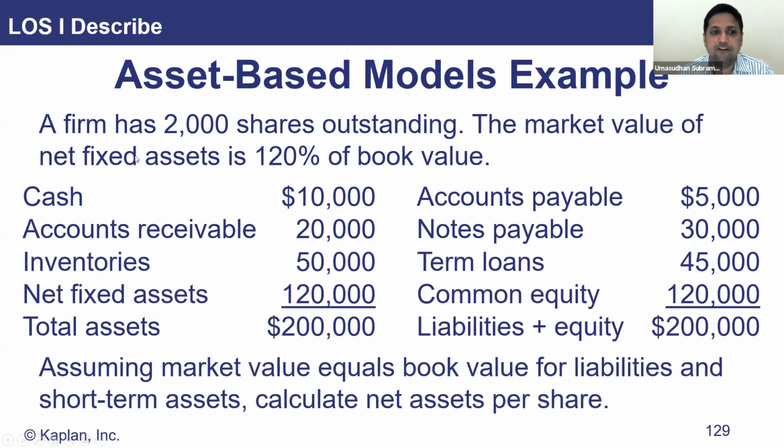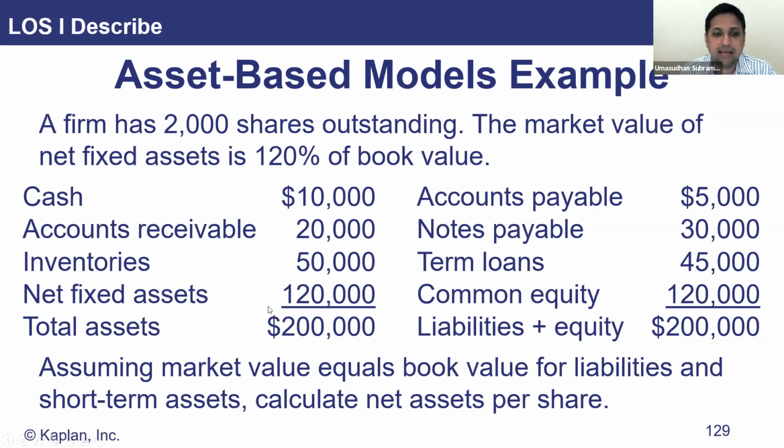Asset-based models. A firm has 2,000 shares outstanding. The market value of net fixed assets is 120% of the book value. They're talking about the net fixed assets on the balance sheet. Looks like they have not done a fair value exercise. So they're saying the value should actually be 120% of the book value, so it should technically be more.